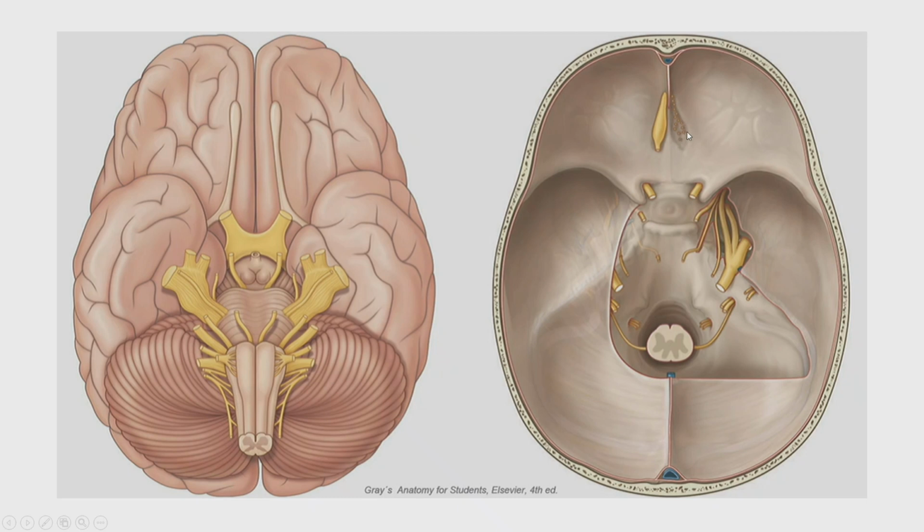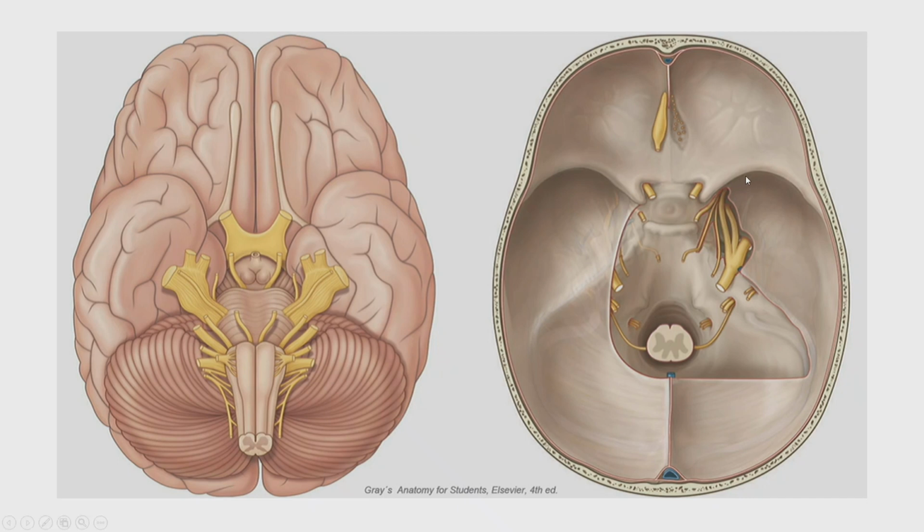cribriform plate, those openings of the ethmoidal bone, which is the horizontal plate, which is the cribriform plate of the ethmoidal bone. Then the second cranial nerve, which is optic nerve, is passing through the optic canal, together with a very important artery, the ophthalmic artery.